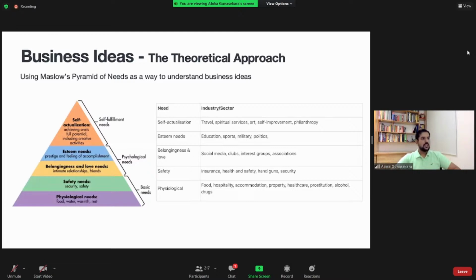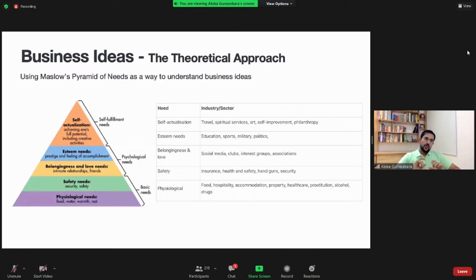You have esteem needs. These are education, sports, politics, and people who go into the military. Those things are esteem needs. And then at the pinnacle of this pyramid, you have self-actualization needs. And these are spiritual services, art, self-improvement, philanthropy, and so on and so forth.